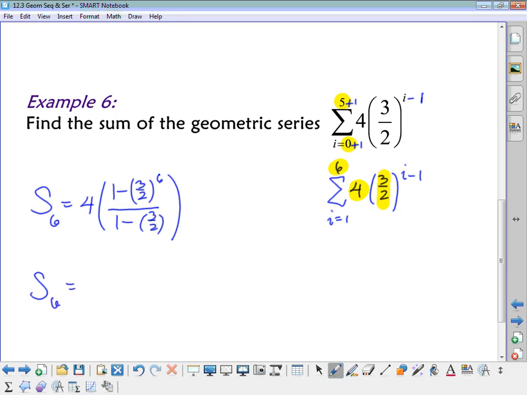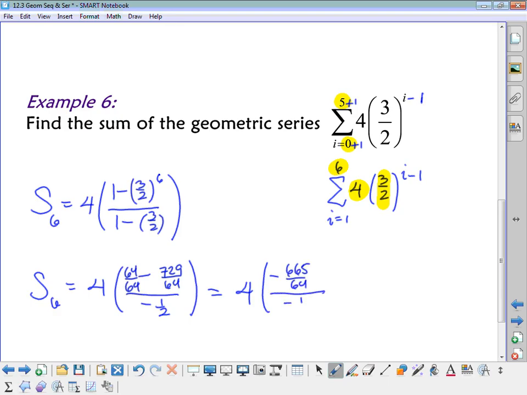I get 1 minus 729 over 64. And that comes out to negative 1/2, 1 minus 3/2. So let me go ahead and turn my 1 into a 64 over 64. And simplify it, and I get negative 665 over 64 over negative 1/2.